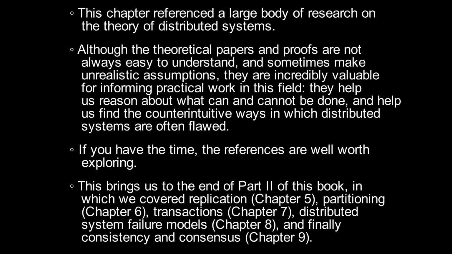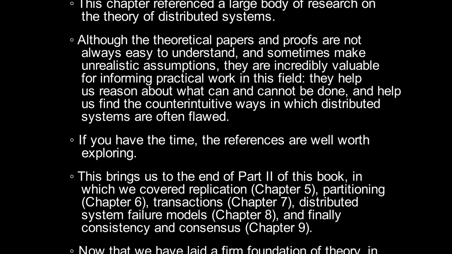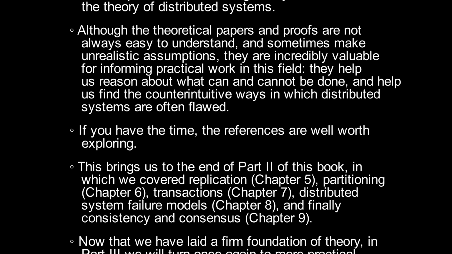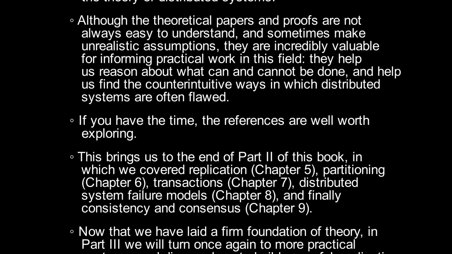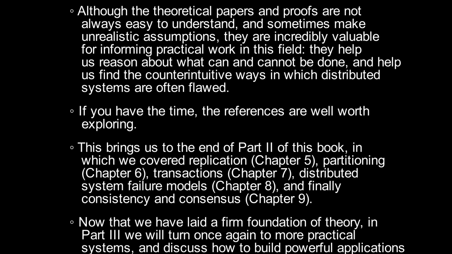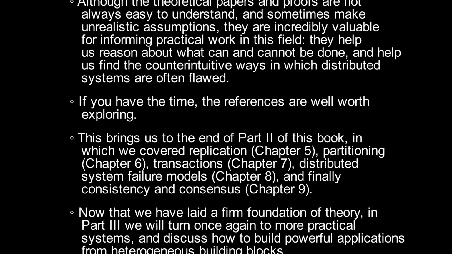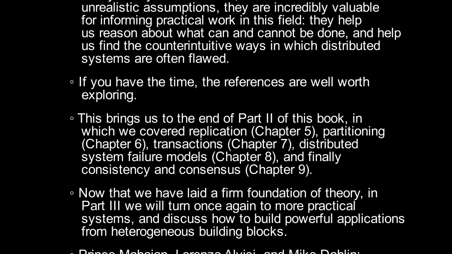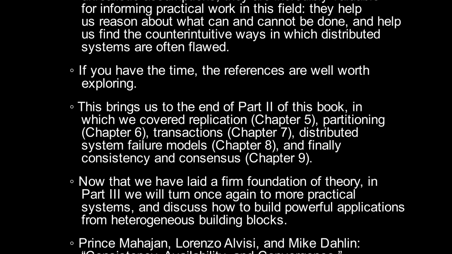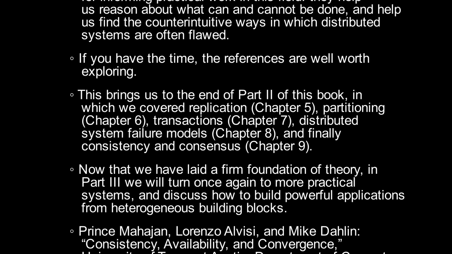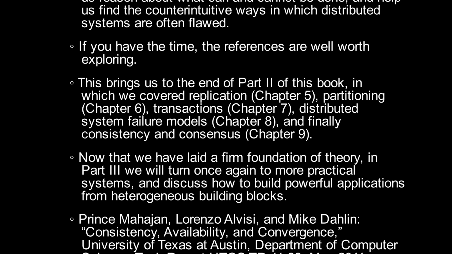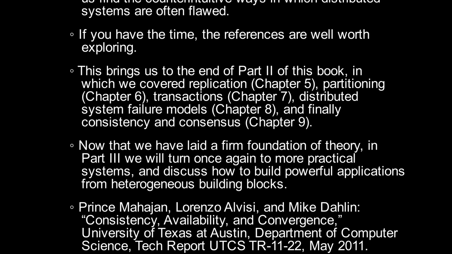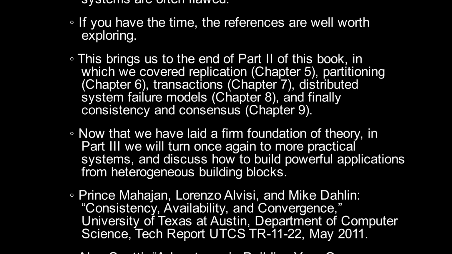This brings us to the end of Part II of this book, in which we covered Replication (Chapter 5), Partitioning (Chapter 6), Transactions (Chapter 7), Distributed System Failure Models (Chapter 8), and finally Consistency and Consensus (Chapter 9). Now that we have laid a firm foundation of theory, in Part III we will turn once again to more practical systems and discuss how to build powerful applications from heterogeneous building blocks.